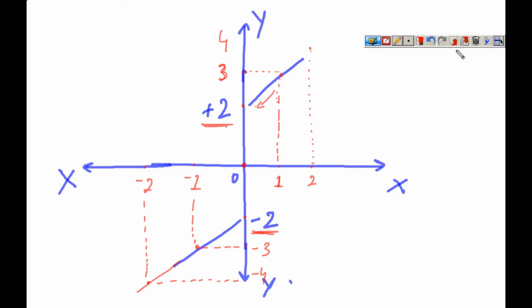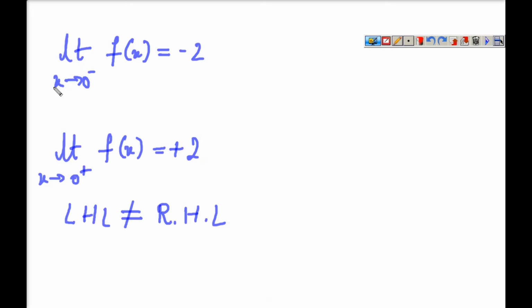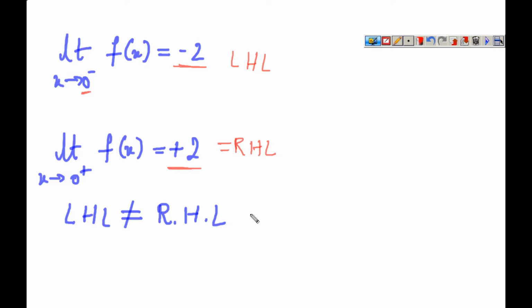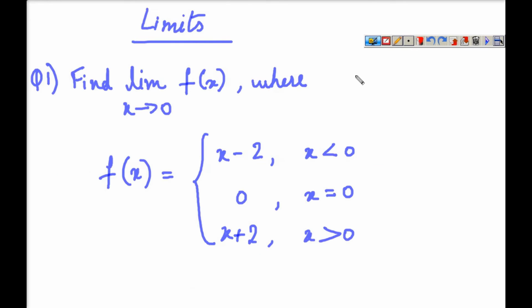So these are the left hand and the right hand limits. Here we can see when x is approaching 0 from the left hand side, the expected value of the function is minus 2. So this is the left hand limit, right? And this is the right hand limit. When x is greater than 0, the expected value of the function is plus 2. As you can see, these two are not equal, so the left hand limit is not equal to the right hand limit. So the question is, find the limit when x is approaching 0 of f of x.